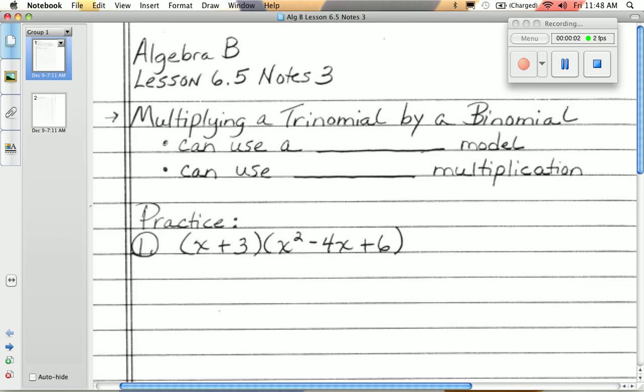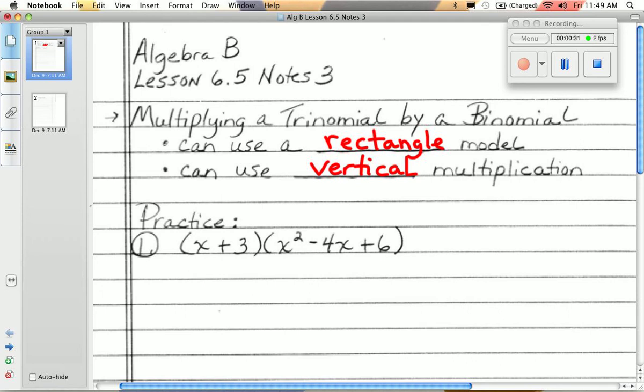So in today's problems that you'll have in the homework to do, you're going to be always multiplying a trinomial by a binomial. Doesn't matter which one comes first. But one of the polynomials will be a trinomial. The other one will be a binomial. And I'm going to teach you today how to use the rectangle method. And I'm also going to teach you how to use vertical multiplication.